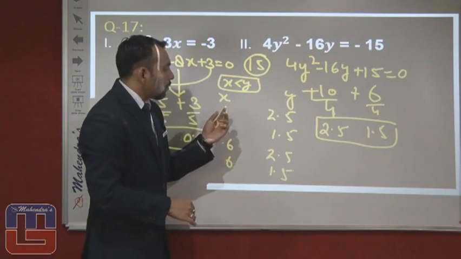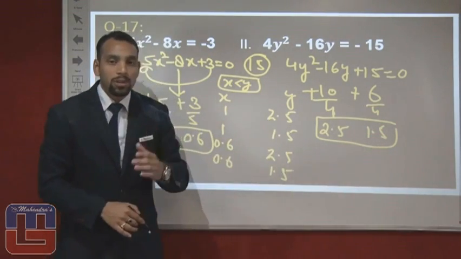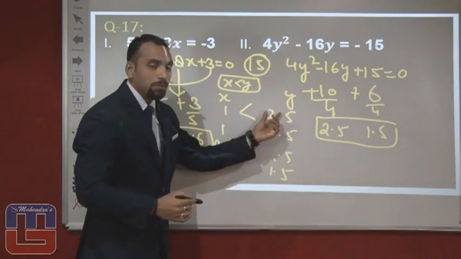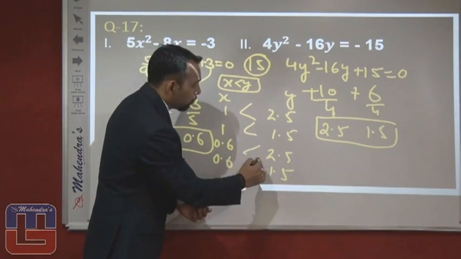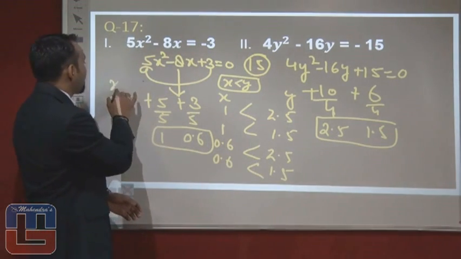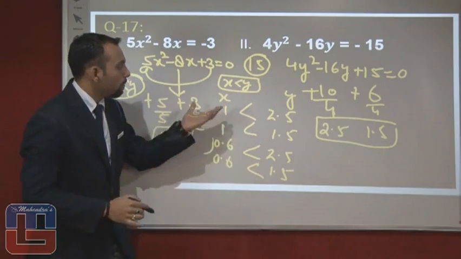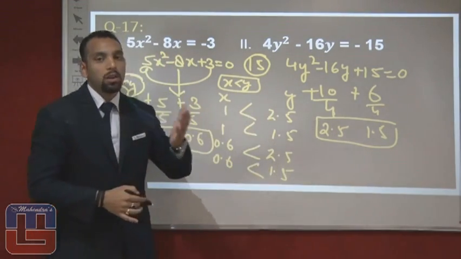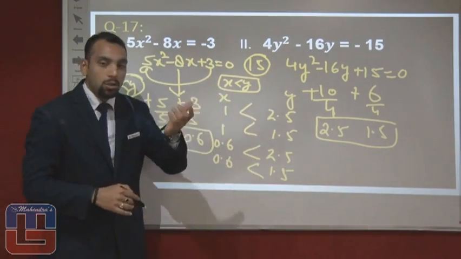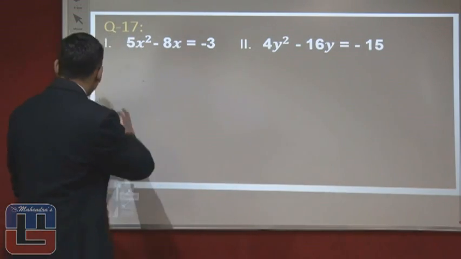Now see, 1 and 2.5. Between 1 and 2.5, which one is bigger? Now see clearly, 2.5 here, 1.5, here 2.5, here 1.5. So the conclusion says that x is less than y. So directly you can calculate, or by making this chart you can also say that the solution of this is x less than y. Now move to our next question.